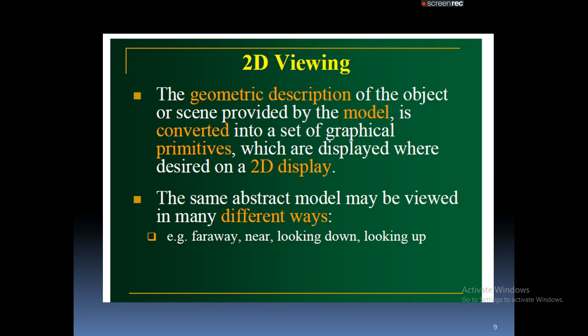So the same abstract model may be viewed in many different ways. Once the object has been created, you can view that object in different ways. For example, you can view that object from far away or near, looking down or looking up. That is nothing but two-dimensional viewing.